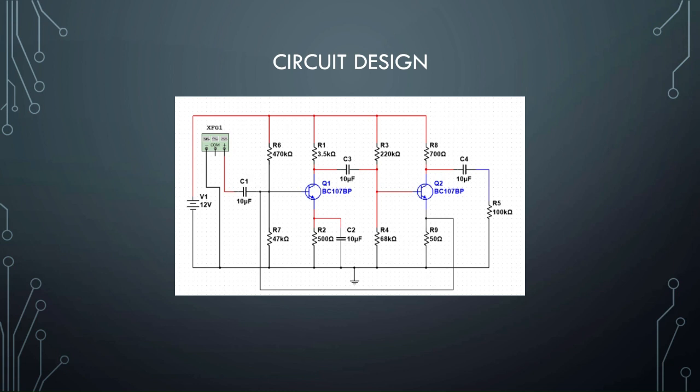For the output signal, the amplified output signal is taken from the collector terminal at Q1 or Q2 based on the stage. The amplified output signal is taken from the collector terminal through a coupling capacitor, which blocks any DC bias from the output. The output signal is typically connected to a load resistor, which converts the current signal into a voltage signal.